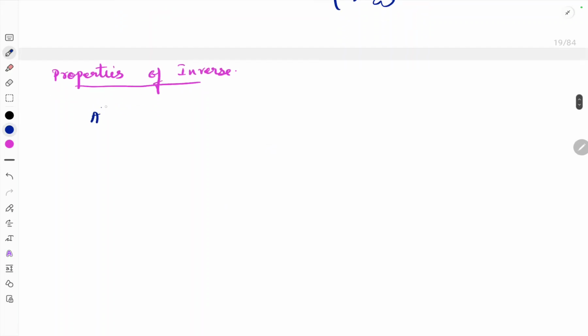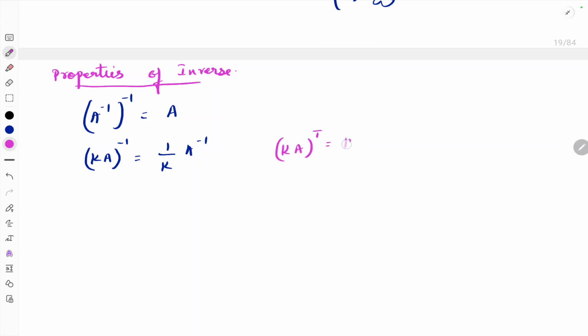A inverse, the whole inverse will be equal to A itself. Ka the whole inverse will not be equal to K into A inverse. This is wrong. So it will be 1 by K into A inverse. So we should not confuse with this part. Ka the whole transpose is equal to K times A transpose. But here Ka the whole inverse is nothing but 1 by K into A inverse.